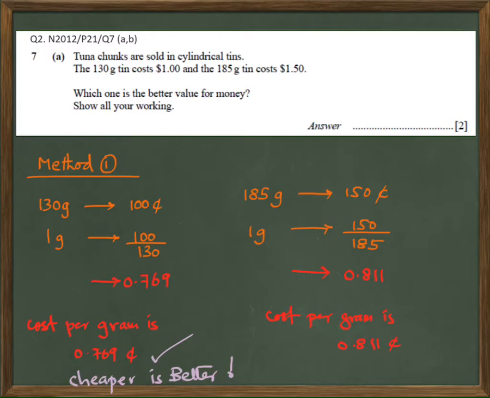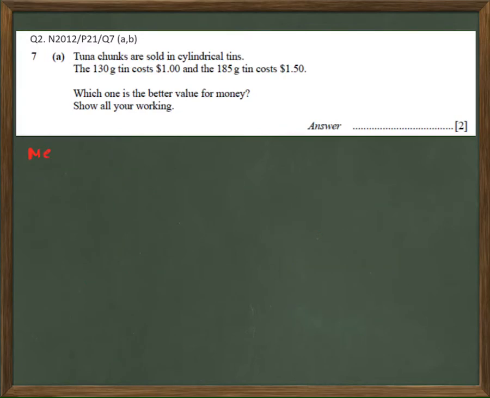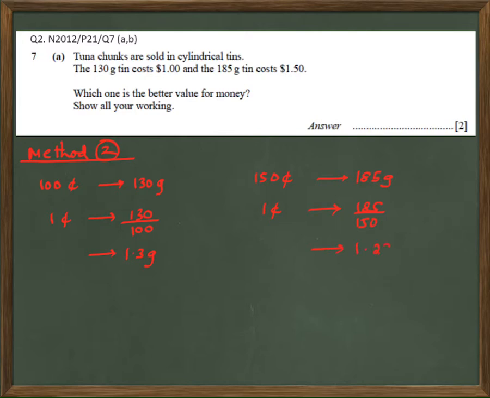Let's move to the same question but from a different perspective. The same conversion is here. 100 cents is buying me 130 gram. What would 1 cent buy me? So now this is 130 over 100. This is one value. Similarly, 150 cents is buying me 185 grams. 1 cent would buy me 185 over 150. Using a calculator, that gives me 1.23.